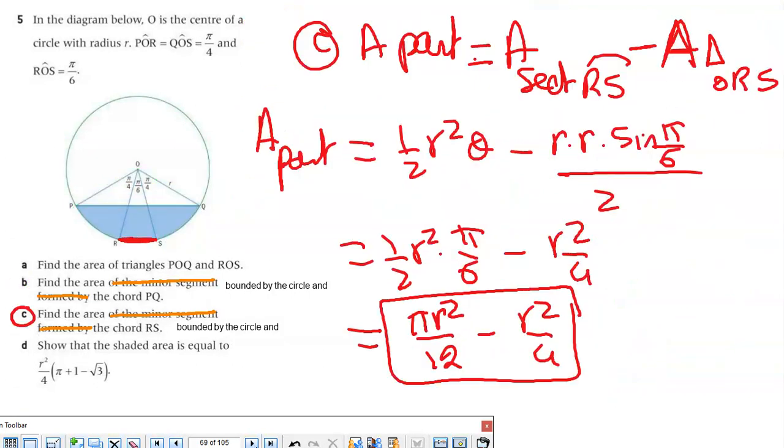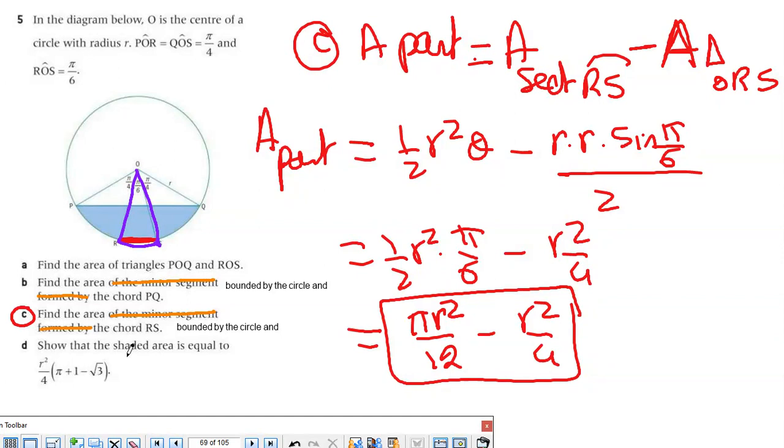Question C, the same thing. Find the area bounded by the circle and the chord RS. So this is my circle, the chord. I need this small part here. So to be able to find it, we need to find the area of all the sector, guys, minus the triangle. The sector also is half r squared theta, so it's half r squared times pi over 6, minus the area of the triangle. It's easy how to find it: it's side times side times the sine of the angle over 2. And then I got the area of this part.